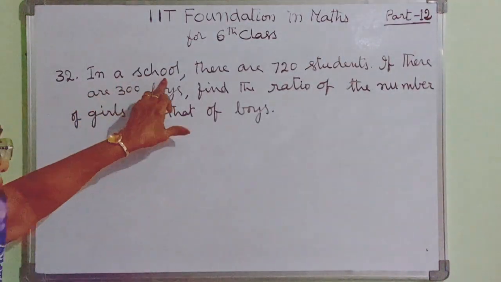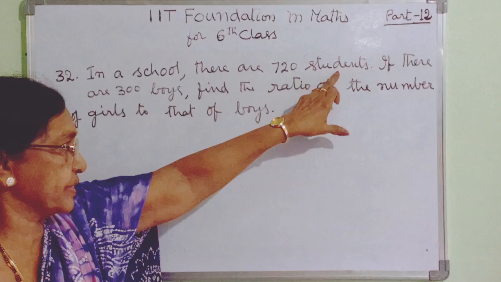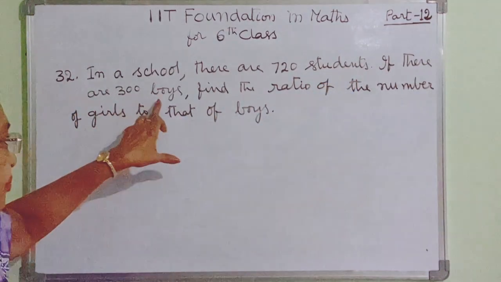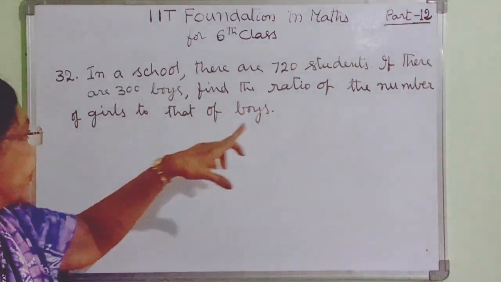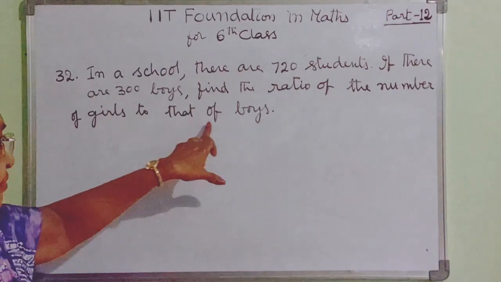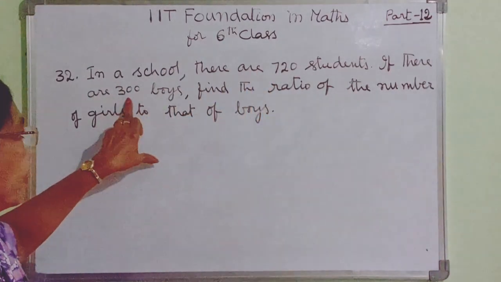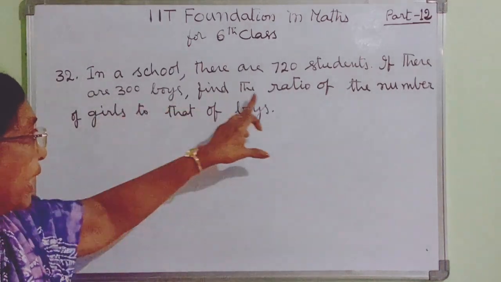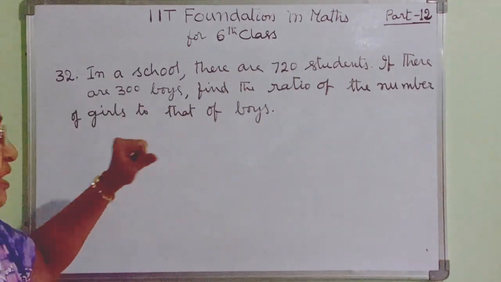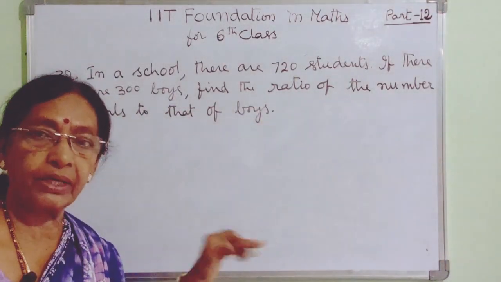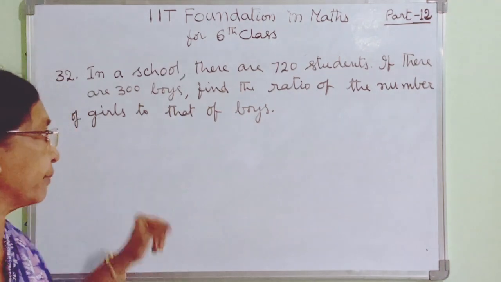Next, problem 32. In a school there are 720 students. If there are 300 boys, find the ratio of the number of girls to that of boys. Here the total number of students is given and the number of boys is given. But for the ratio of the number of girls to that of boys, we need the number of girls too. We have to know the number of girls.